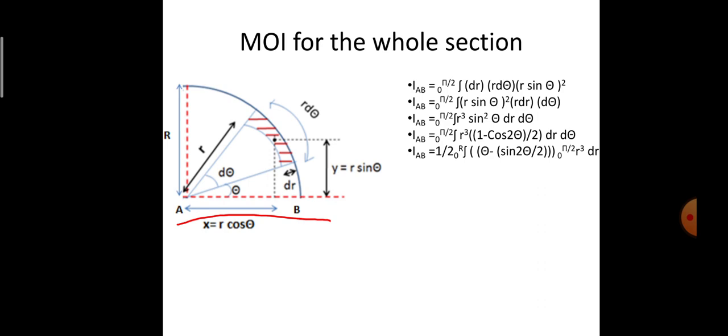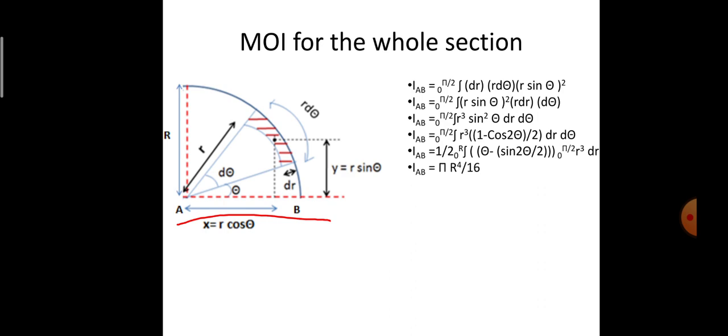So after integrating all the things, we'll get the value of moment of inertia with reference to AB as the axis as pi r power 4 by 16. I repeat this procedure once again.